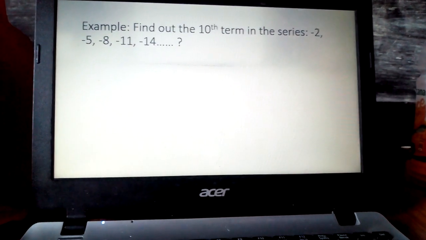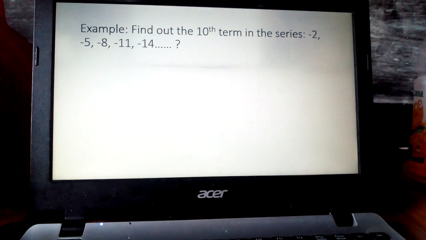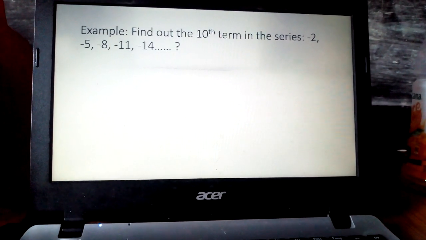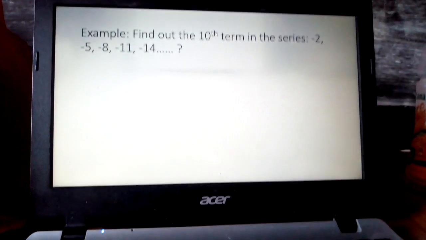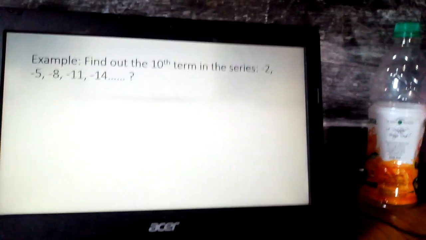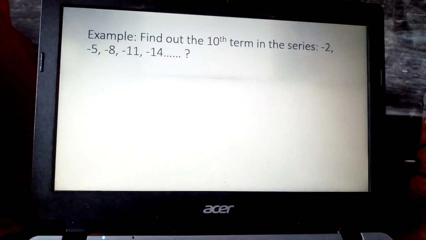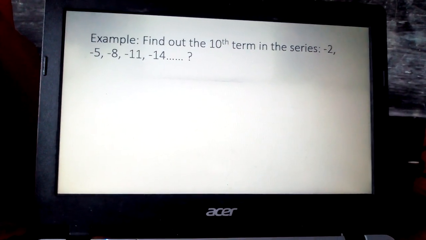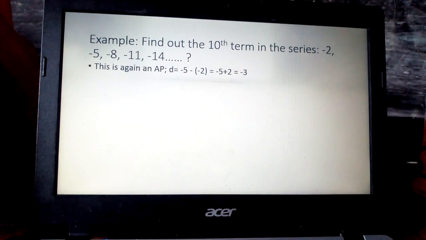Let's take this example. I have deliberately used negative numbers so that you are able to attempt such questions when they appear in your exams. Find out the 10th term in the series. Now the series that has been given is -2, -5, -8, -11, -14. Do you believe that this is an arithmetic progression? Yes, this is again an AP.